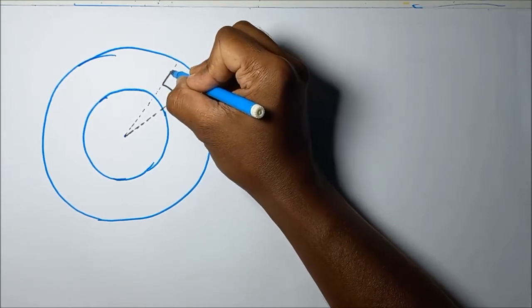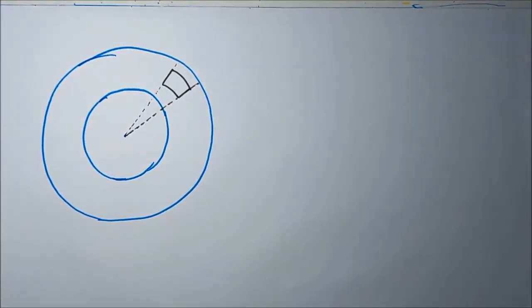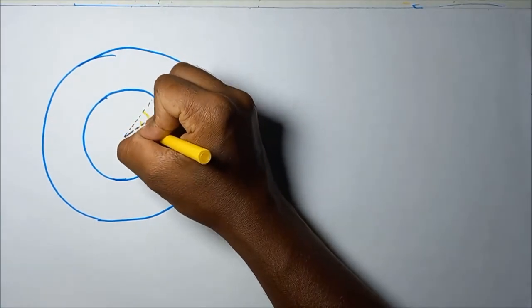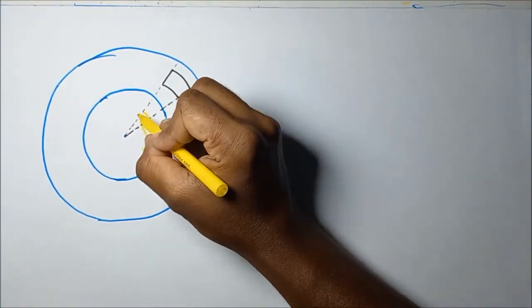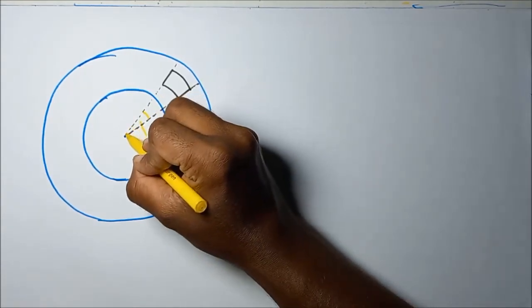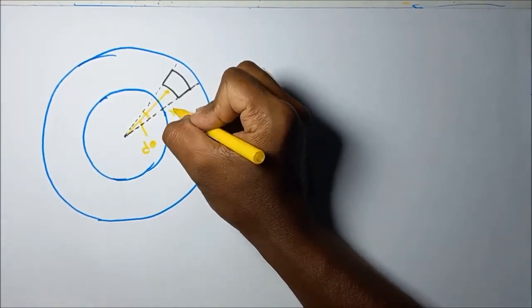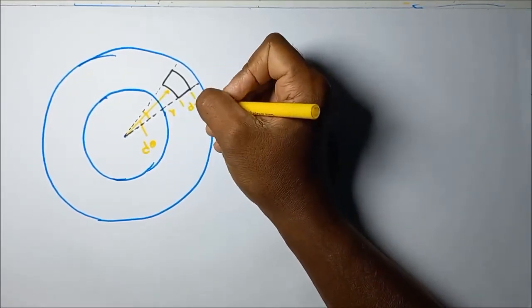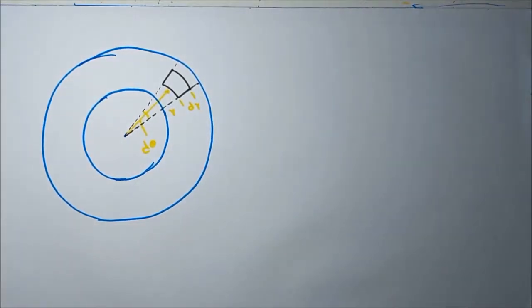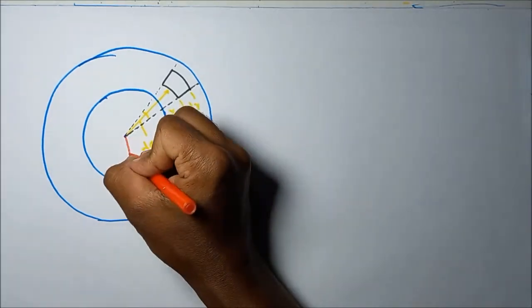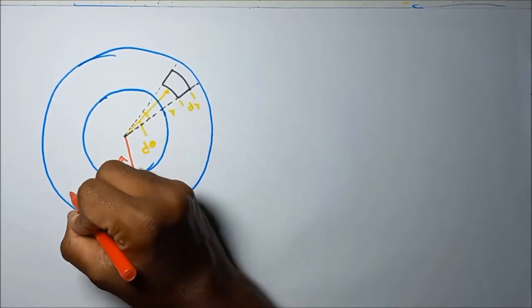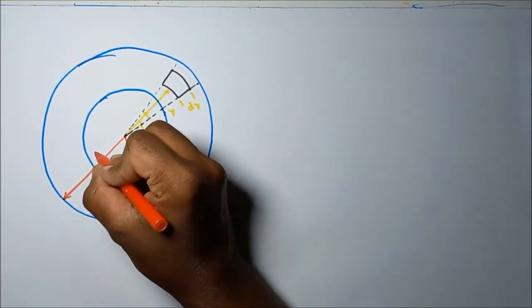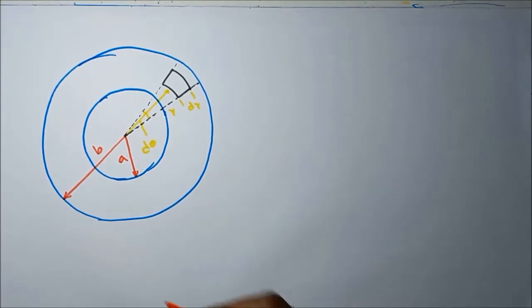Okay, the stress element. Let's mark the angles. This angle, let's take it as d theta. Then the radial distance to this surface is r. Then the thickness of this stress element is dr. Then let's take this internal radius as a, the external radius as b, and let's take this point as o.